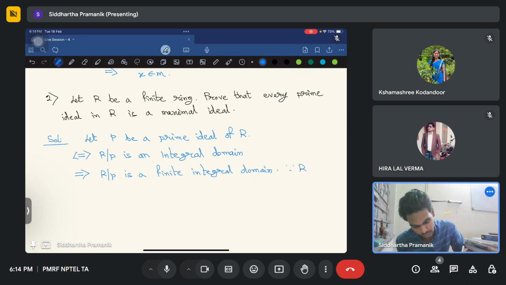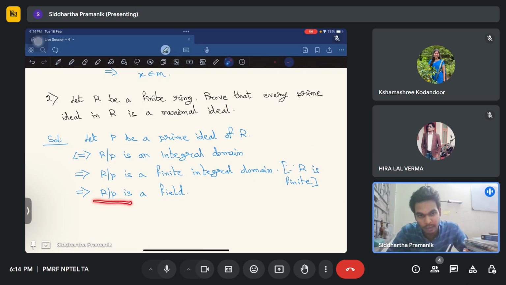Since R is finite, and in the lectures we have seen that every finite integral domain is a field. If you cannot recall, you can go back to the lectures and see. So that means R mod P is a field. And this quotient ring is a field if and only if that ideal is maximal, so if and only if P is a maximal ideal.